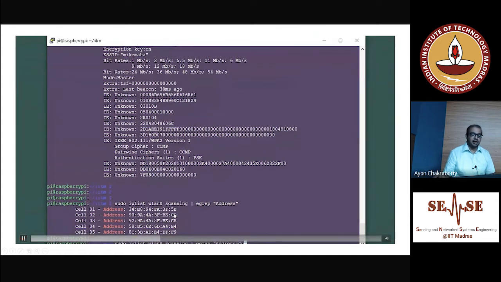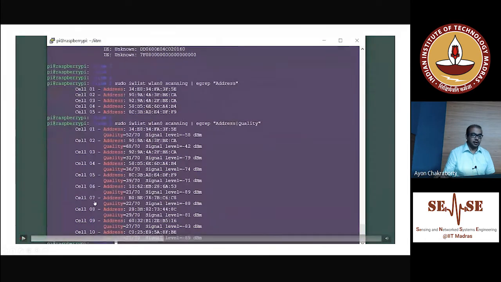And now you are additionally interested in not just the address, but also the signal quality, right? So if you do address or quality in the grep option, you can get all these 10 access points. You have the MAC ID as well as their signal quality. This is like an RSSI. I told you it is going to be normalized from, let's say, 0 to 100, or in this case from 1 to 70 probably, and this gets a number 52. That is the RSSI, received signal strength indicator.